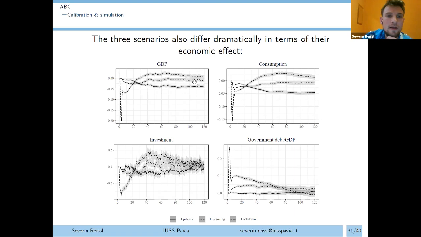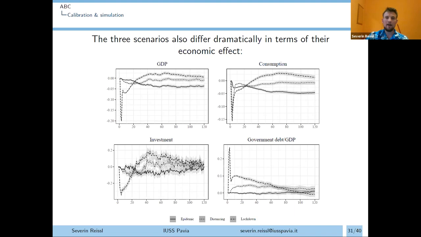The social distancing scenario, on the other hand, you can see that the economic impact is relatively milder. However, it is also more drawn out, meaning it takes a lot longer to recover completely. This is mainly due to the fact that if you only have endogenous social distancing, the epidemic drags out longer. Whereas in this particular paper, the lockdown is quite effective at keeping infection numbers under control.